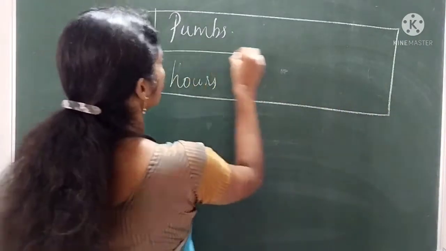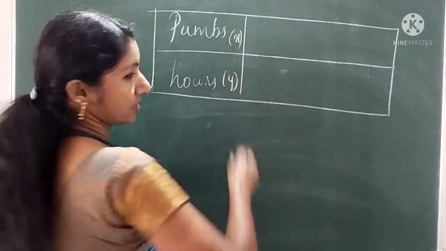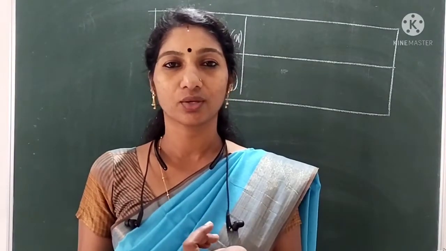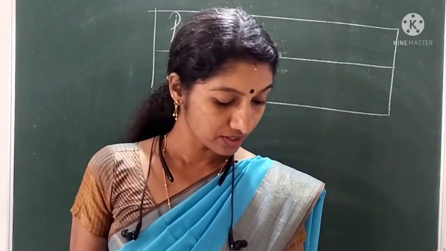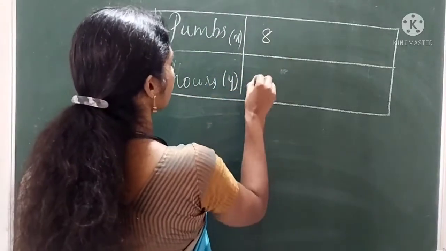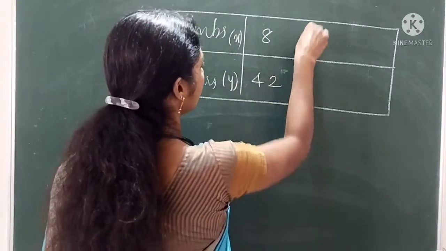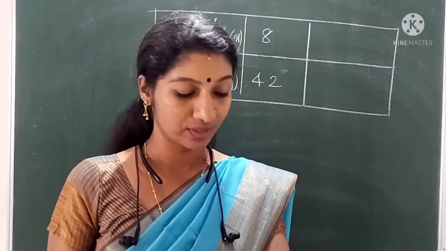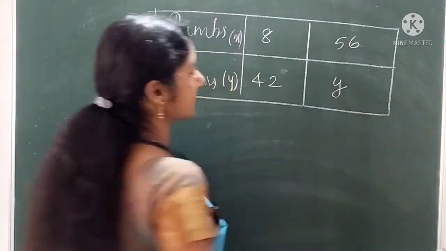If more pumps are used, fewer hours are required. So you are understanding this is inverse proportion. To empty a water tank, if you are using a smaller number of pumps, more hours are required. Isn't it? So one quantity increases, then the other quantity decreases. So here the situation is given. 8 pumps can empty the water tank in 42 hours. And the question asked, how many hours would 56 pumps take to do the same work? That means 56 pumps are there. Then how many hours? Y is missing.